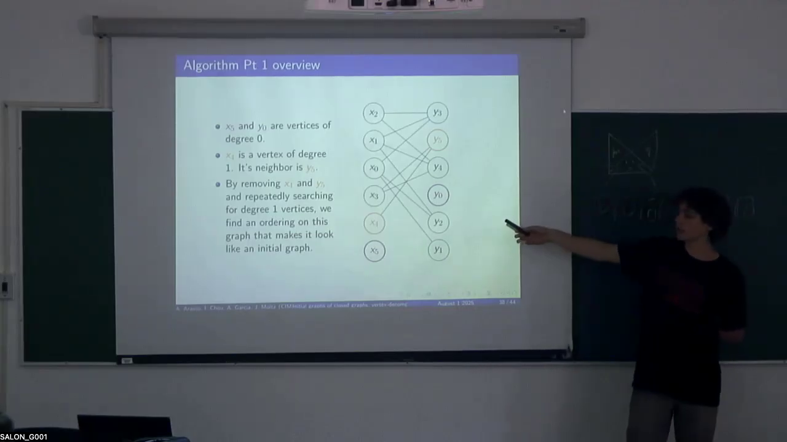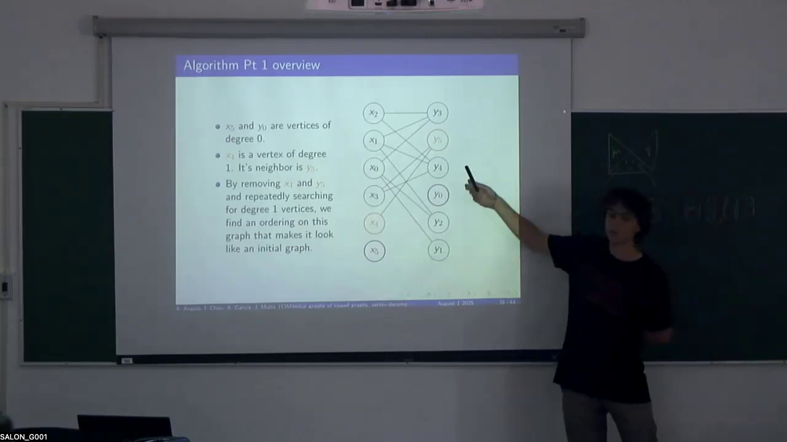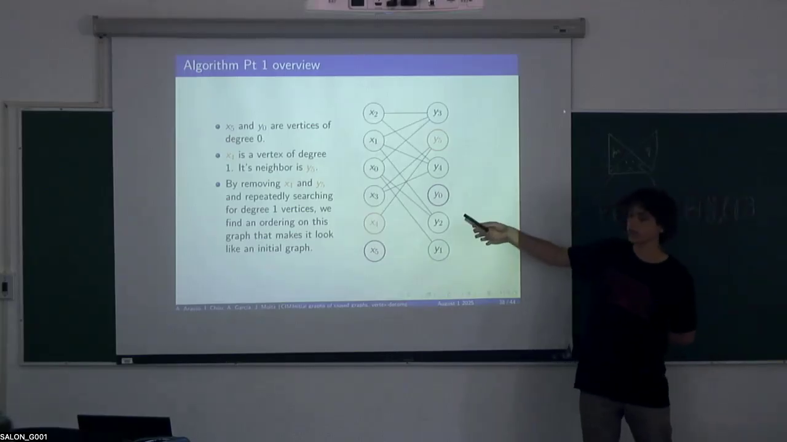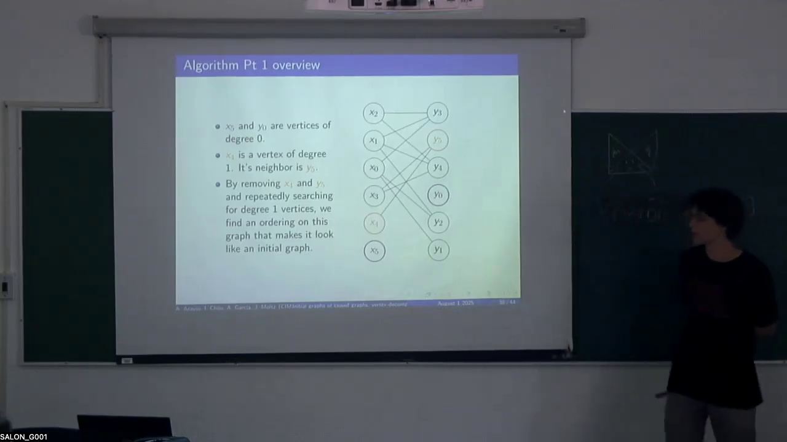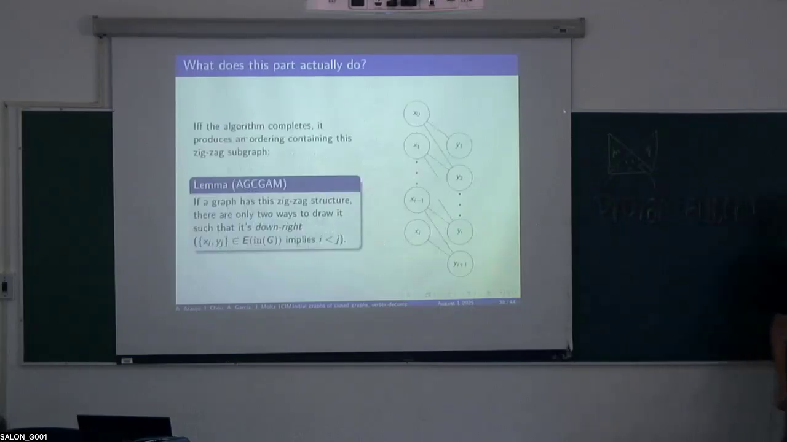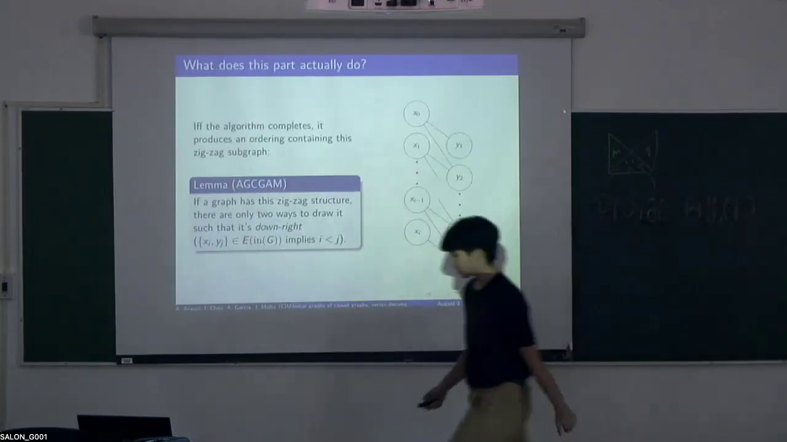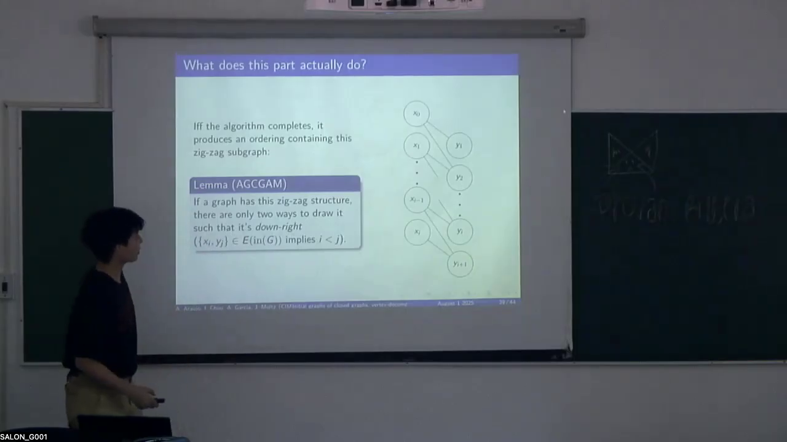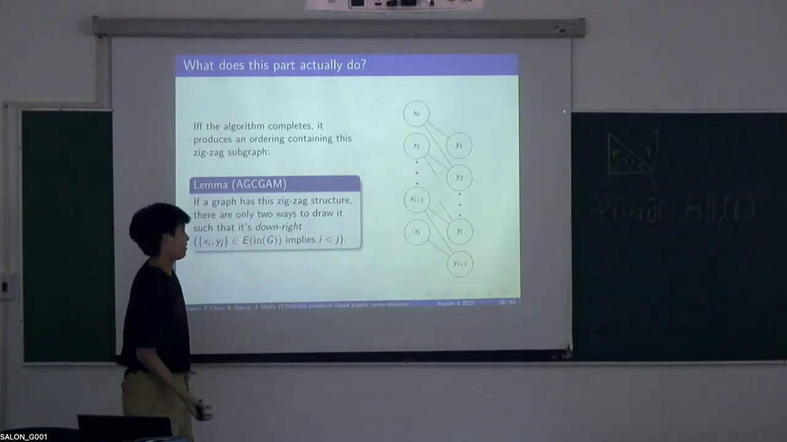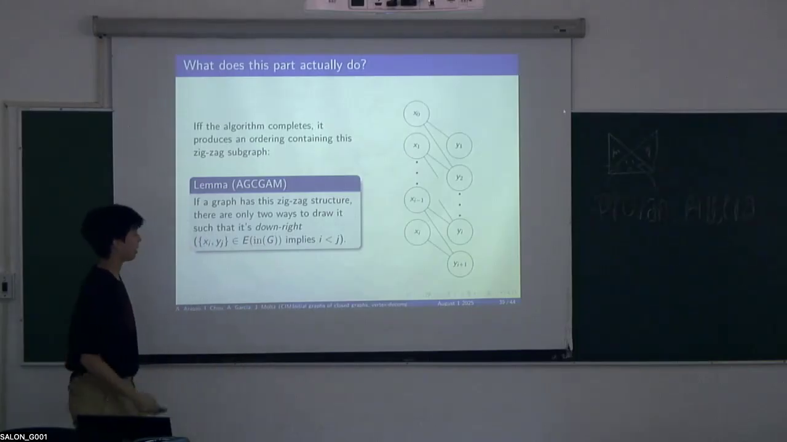And because of the recursive structure of complete graphs, we know that after removing these 2 vertices, we can recursively search for vertices of degree 1 and construct a complete labeling on this graph that makes it look like an initial graph. So we can see how with that structure that Josiah just described, we would get a good ordering of an initial graph, if it were possible to make it into an initial graph in the first place.